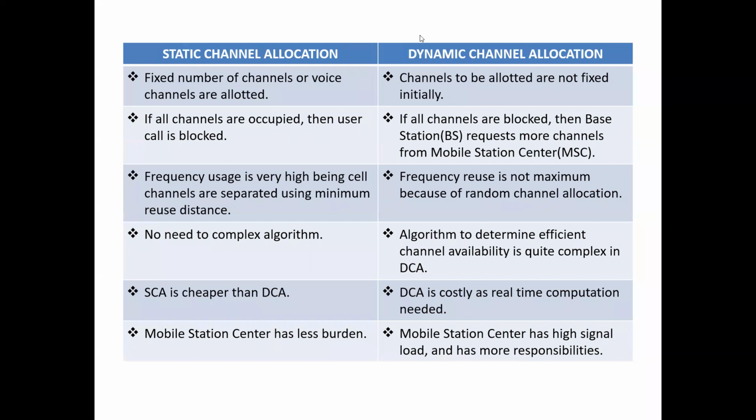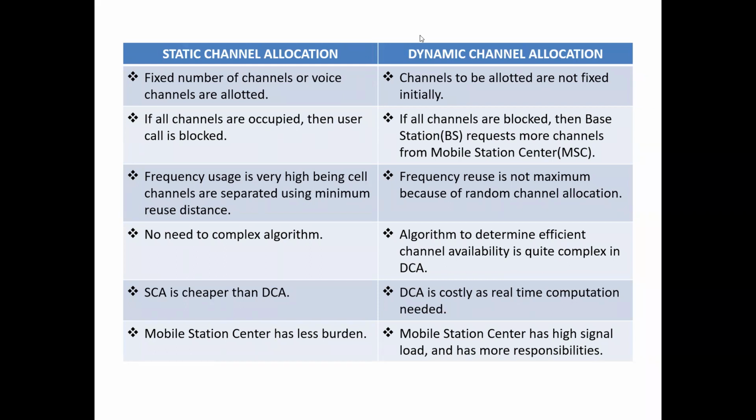And next, in static channel allocation, there is no need for a complex algorithm. In dynamic channel allocation, we need an algorithm to determine efficient channel availability, which is quite complex. So for static channel allocation, we don't need any algorithm. For dynamic channel allocation, we need an algorithm to determine which channel is available.